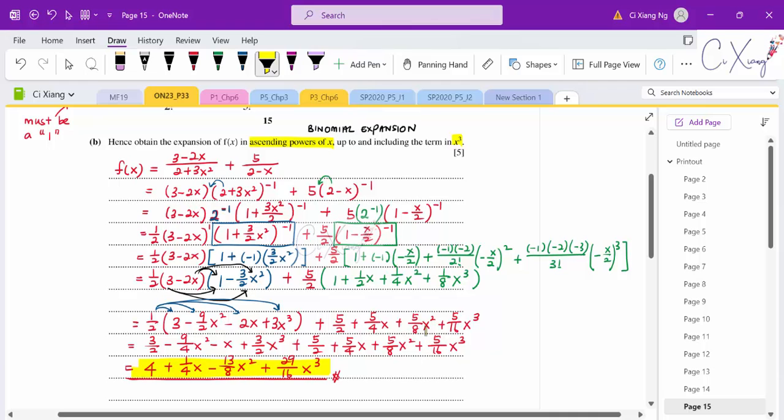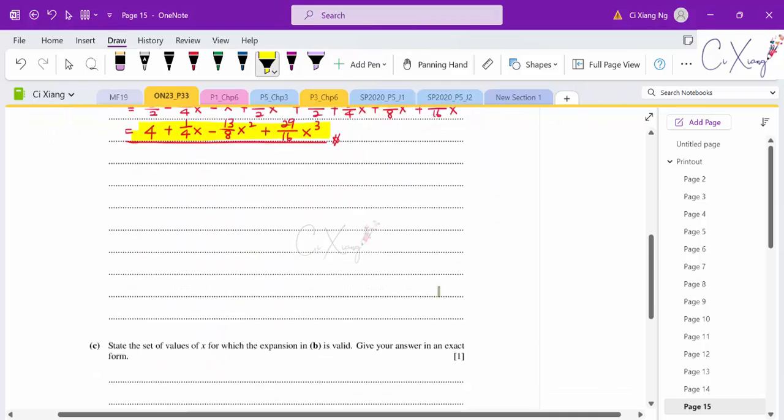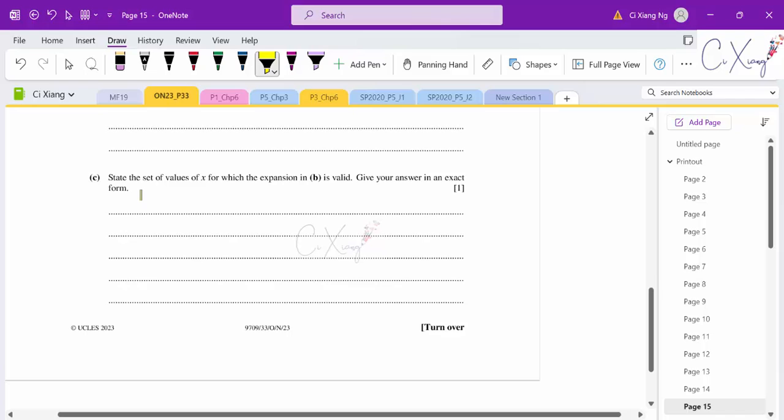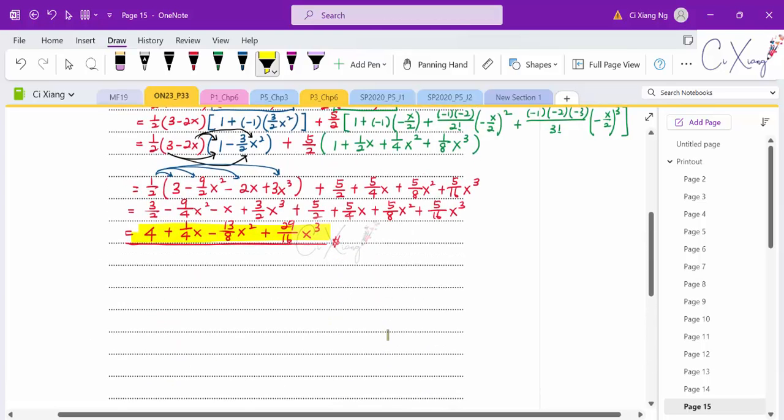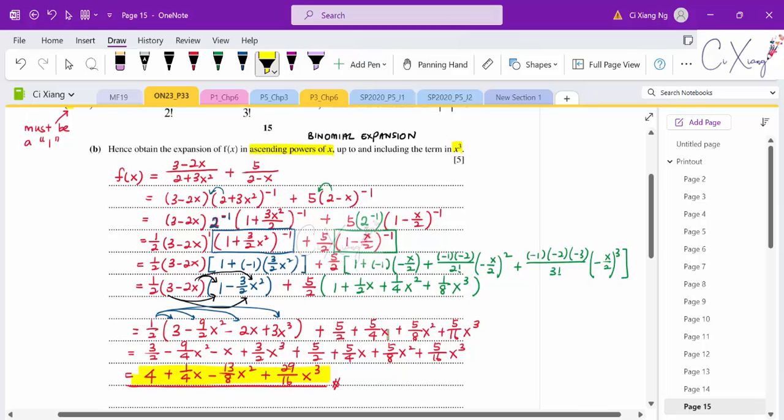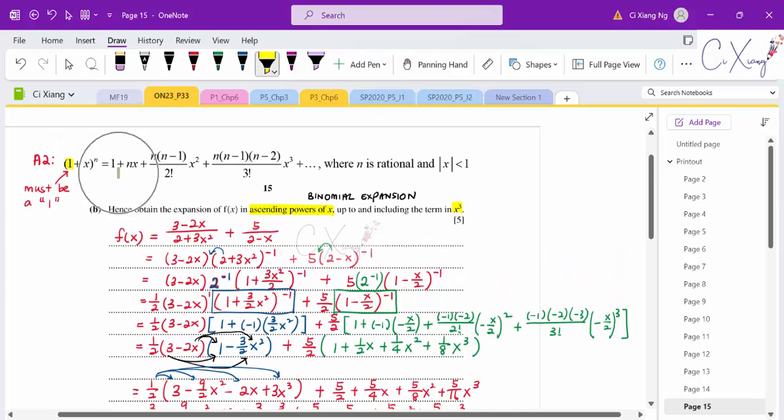Then after that, for part C, they want you to state the set of values for x where the binomial expansion in B is valid. Give your answer in exact form. So they want to find out the valid values for x when we are doing the binomial expansion. So let's go back to what we have. They are actually mentioned in the formula booklet as well.